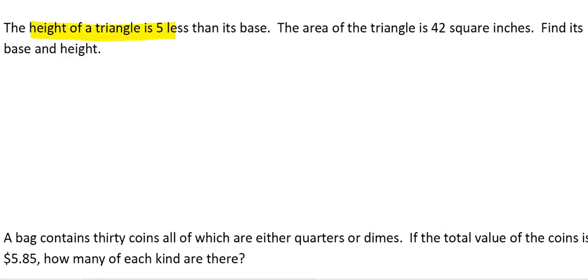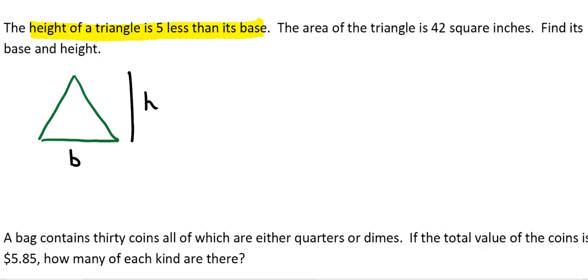The height of a triangle is 5 less than its base. Okay, so let's just draw a little triangle here. This is the base, and this is the height. I know the height of the triangle is 5 less than its base, so if I want to write a mathematical expression for that, I can start off by saying that h equals the base. Now, if the height is 5 less than its base, then I have h equals the base minus 5. If you read this from left to right, this means that the height is equal to the base minus 5. So that means the height is going to be 5 less than the base.